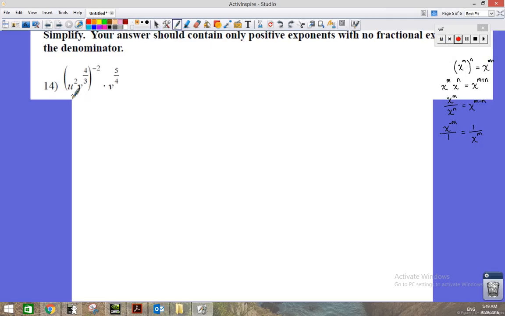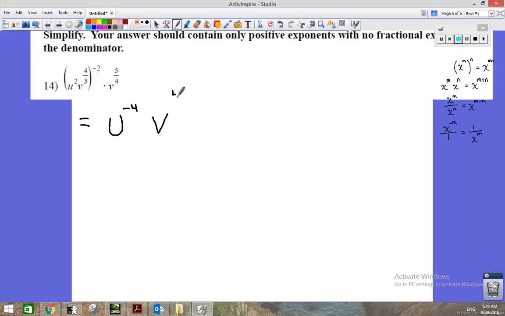So I have two variables, u and v. Here I can see that I have a power raised to a power. There's exponents on u, exponents on v, parentheses, and then that's being raised to a power. So I'm going to multiply these exponents. This u will have a new exponent. I take positive 2 times a negative 2. That's going to get me a negative 4. This v, I'm going to multiply the 4/3 times negative 2.